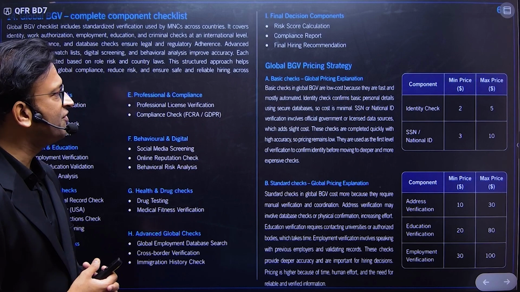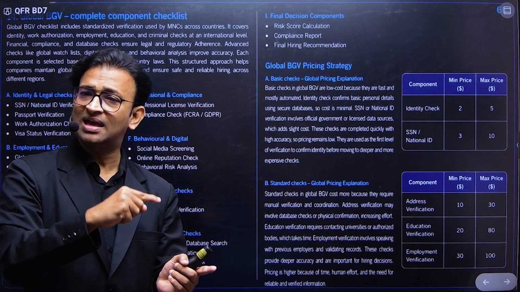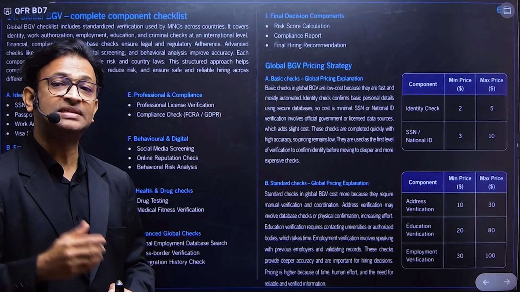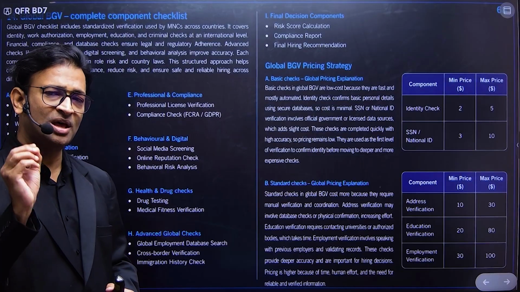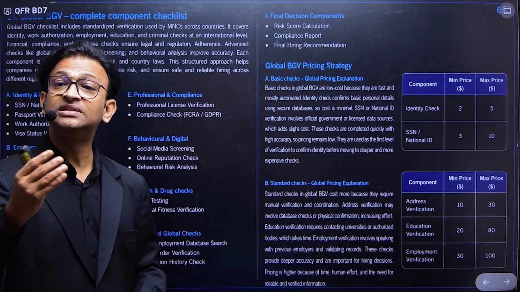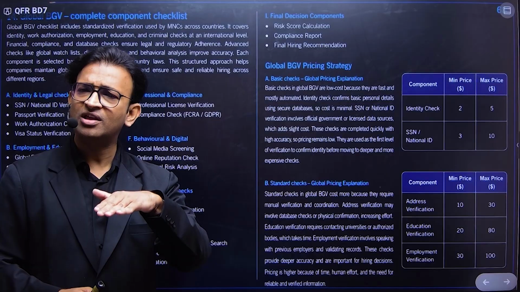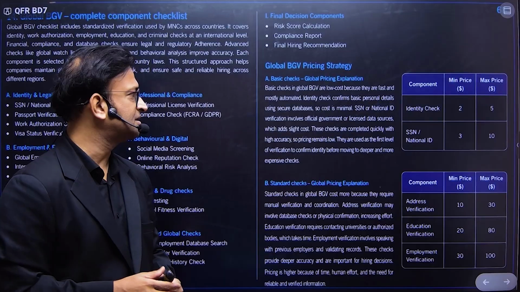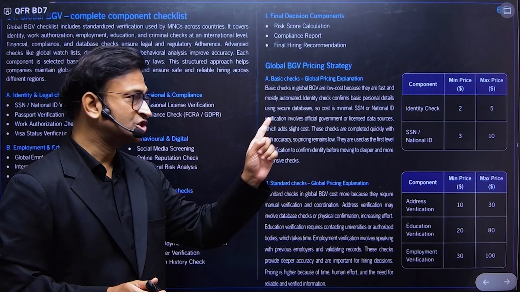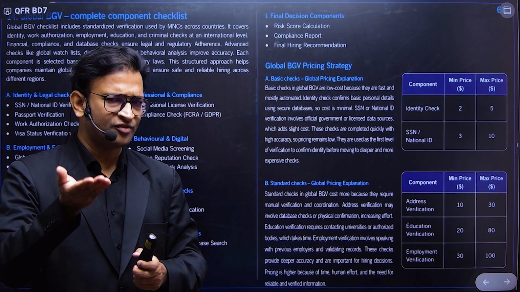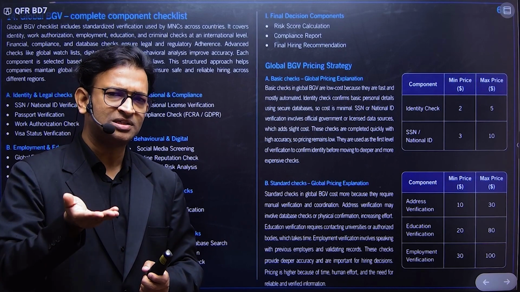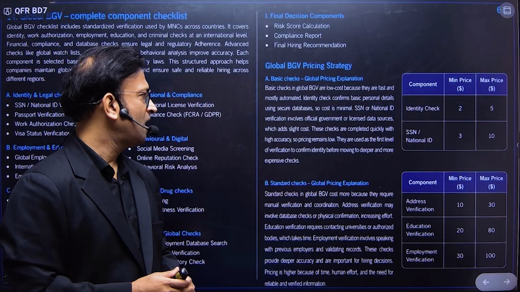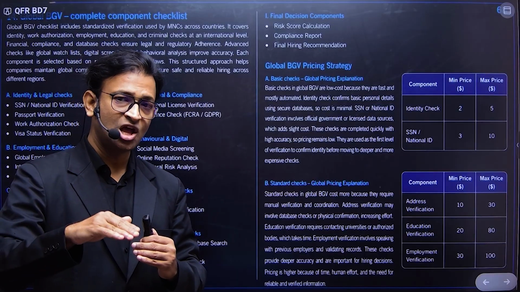Basic checks in global BGV are low cost as compared to our own country. They are fast and mostly automated. ID checks confirm basic personal details using secure databases, so the cost is very minimal and low. SSN or national ID verification involves official government or licensed data sources, which adds a little bit more cost, but not too much, mind you. These checks are completed quickly with high accuracy, so pricing remains moderately low.